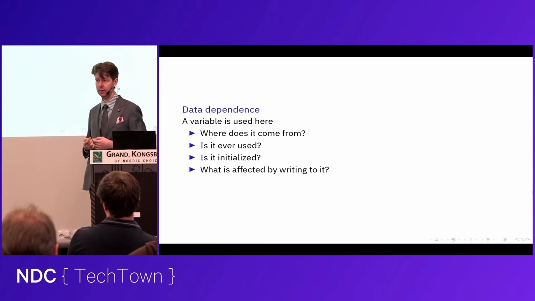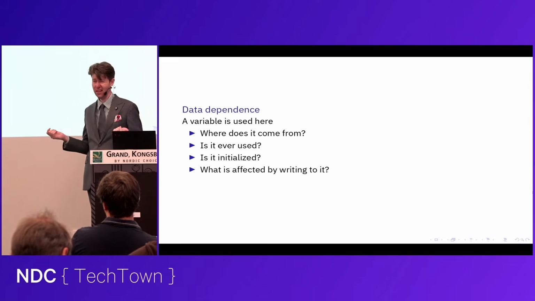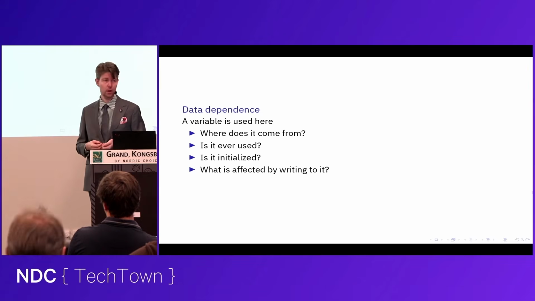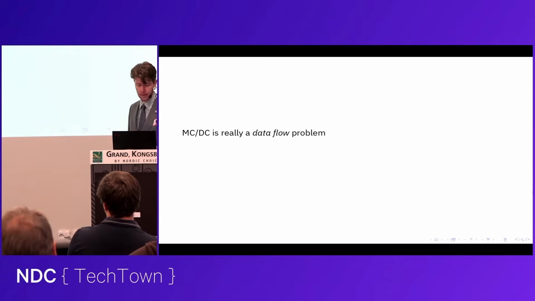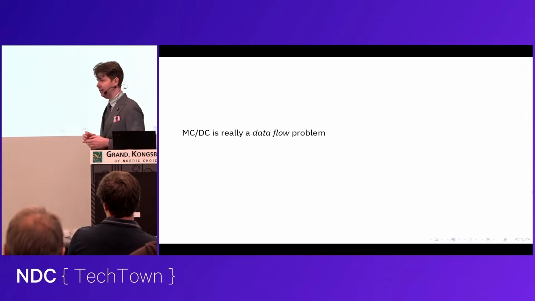Compilers do this kind of analysis all the time. For example, to figure out, hey, you're not actually reading this after writing it. I'm just going to omit the write. Like, why do you care? Can't observe the difference. Now, MCDC is fundamentally really a data flow problem that is masquerading as a structural one.